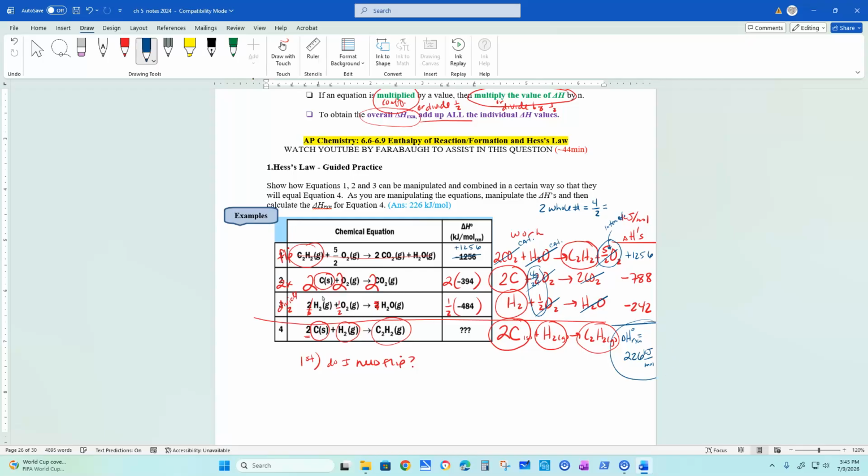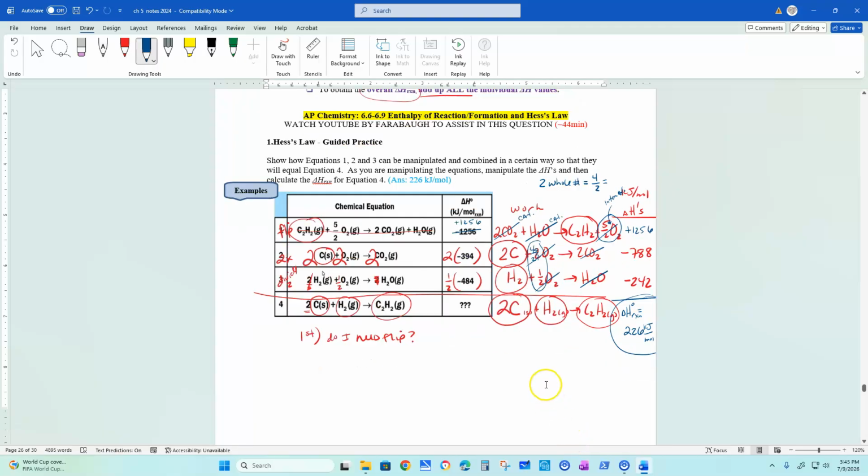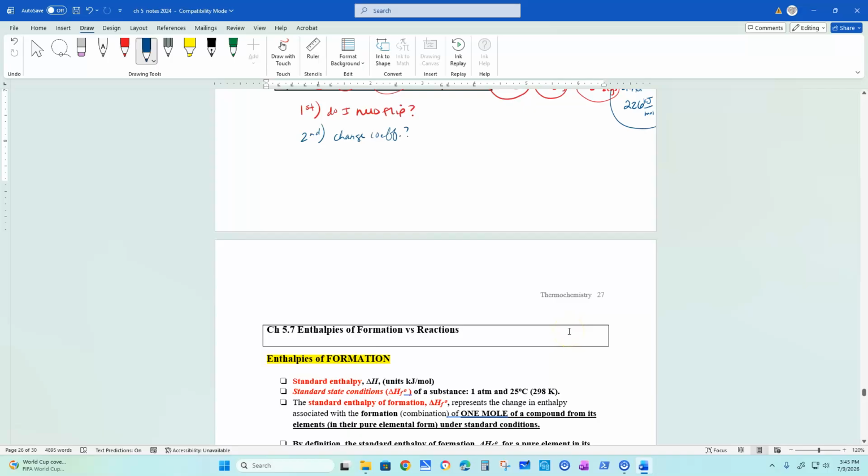Okay? And because the delta H is positive, that means it's an endothermic reaction. Okay? Very simple law, very fun law. I like it because I like to figure out how they get flipped and manipulated and how they get combined. So number one, do I need to flip anything? And then number two, do I need to change any coefficients? Okay, so that's pretty much the two questions you need to ask yourself. Okay, all right, and one more video to go.